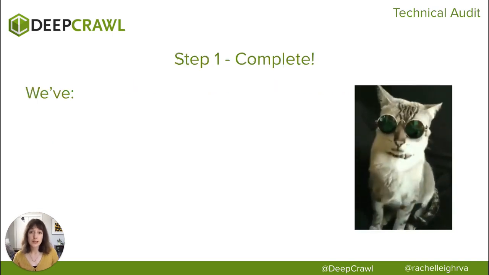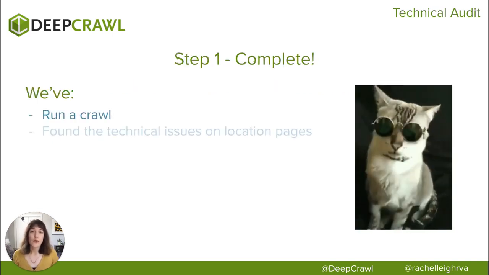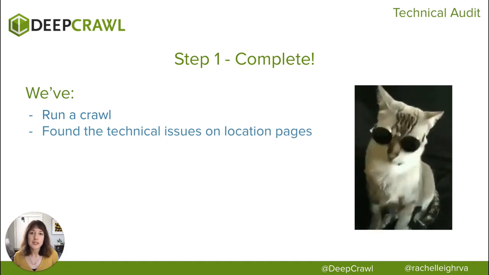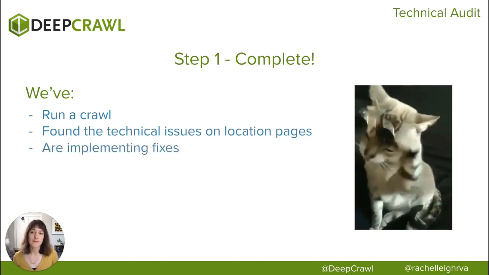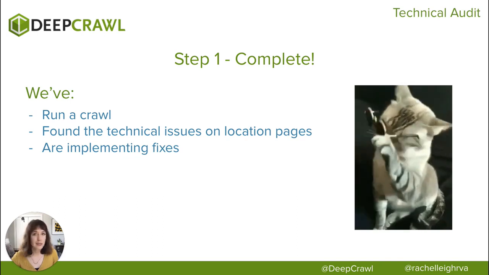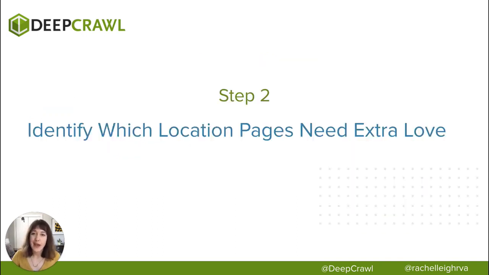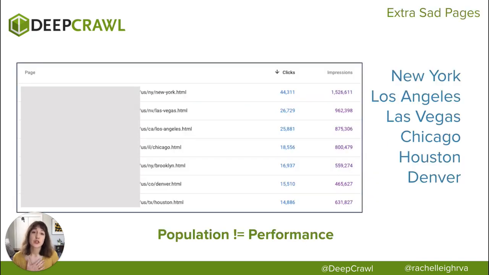All right, so step 1's complete. We've run a crawl. We found technical issues on our location pages, and then hopefully we are implementing fixes. So we will celebrate with this cool cat gif. And move on to step 2, which is identifying which location pages need some extra love. And because these pages need extra love, I've labeled them as extra sad.